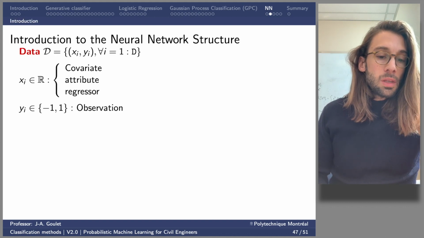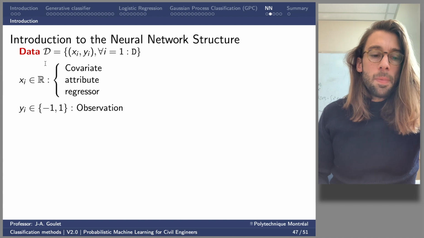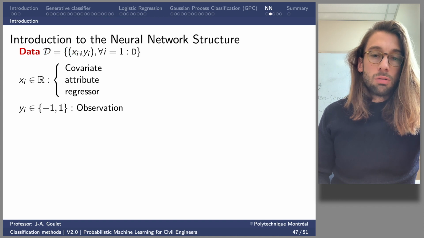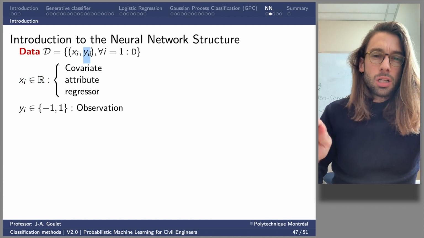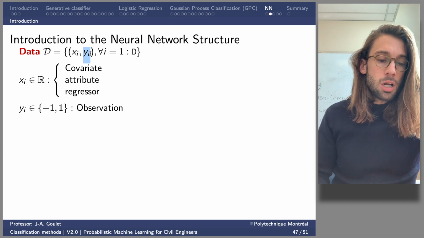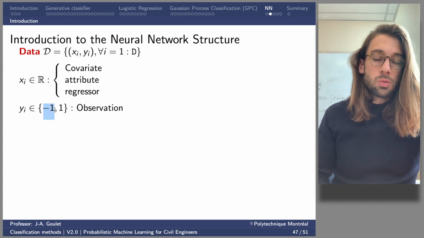Okay, so our setup is the same as we had before. Our data set is made of tuples Xi, which are continuous covariates, so can be defined in the real numbers, and Yi, which are class observations. Right now we're just going to limit ourselves to binary classification. So either Y equals -1 or +1: +1 for one class, -1 for the other class.